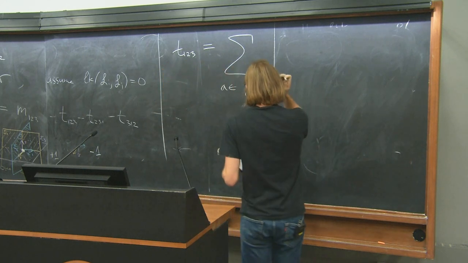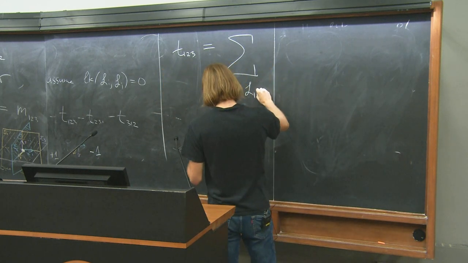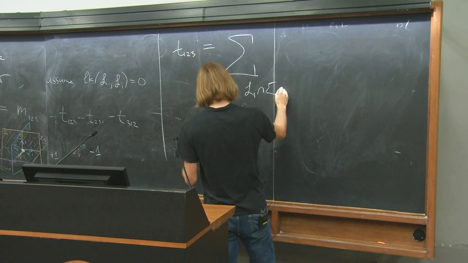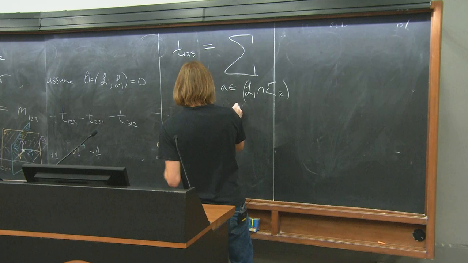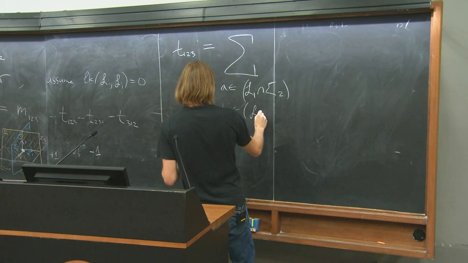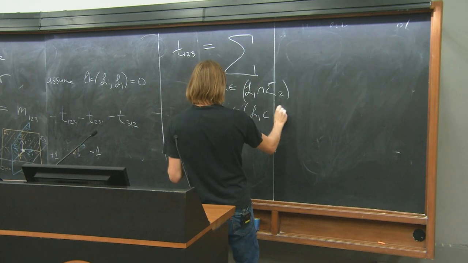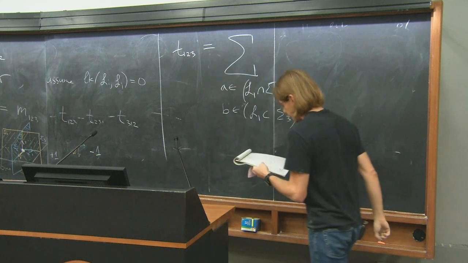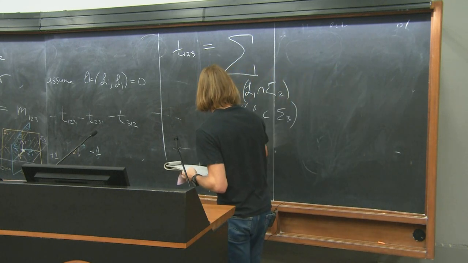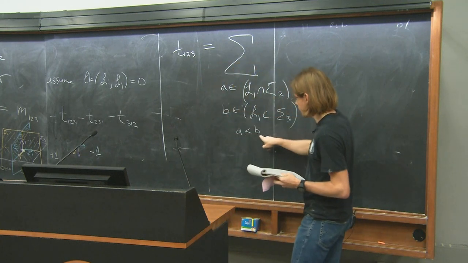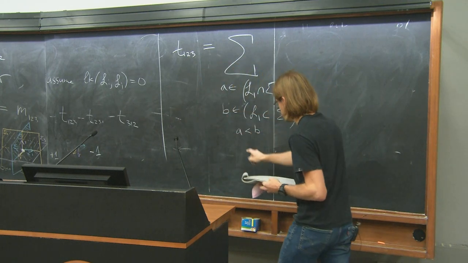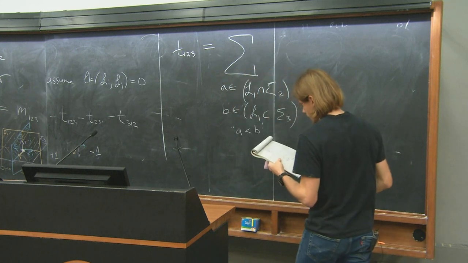So we'll sum over pairs of points. The first point will be in the intersection of L1 with sigma 2. The second point will be in the intersection of L1 with sigma 3. And I only sum over pairs of points which satisfy a certain ordering condition, which I will explain in a second.